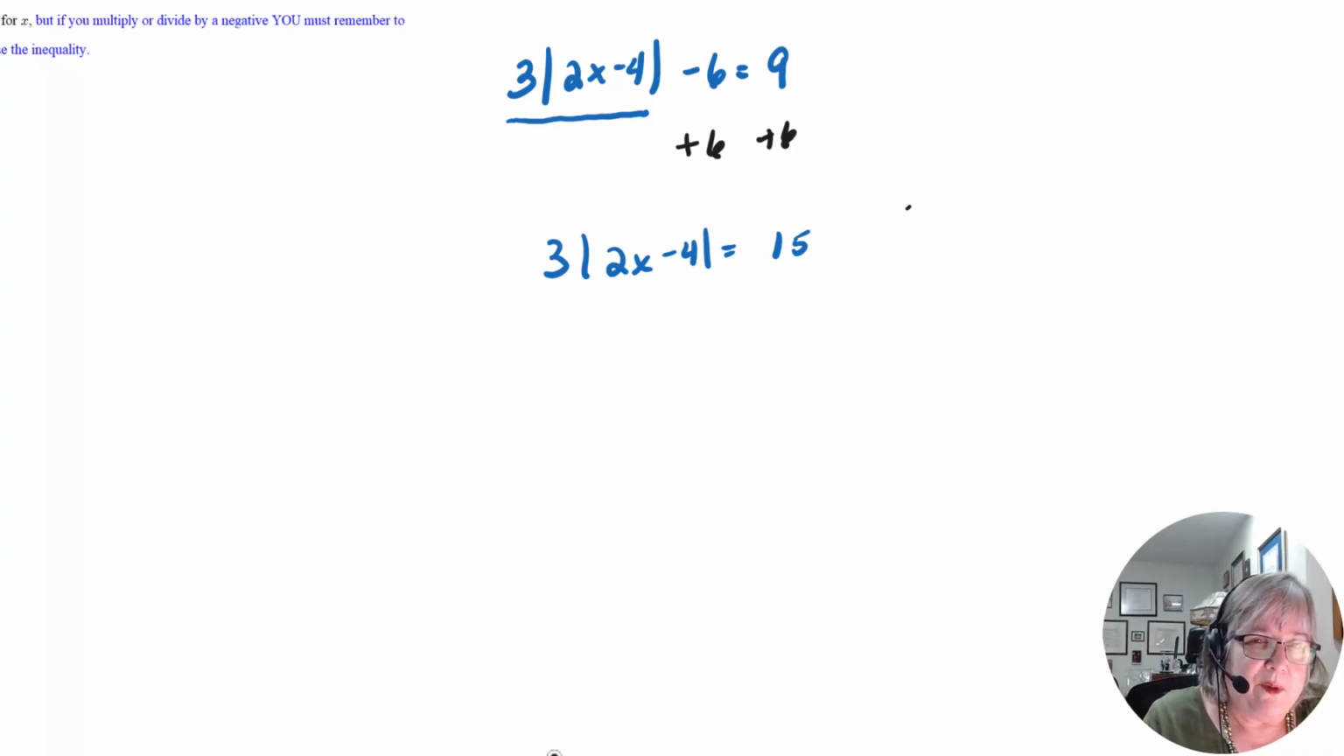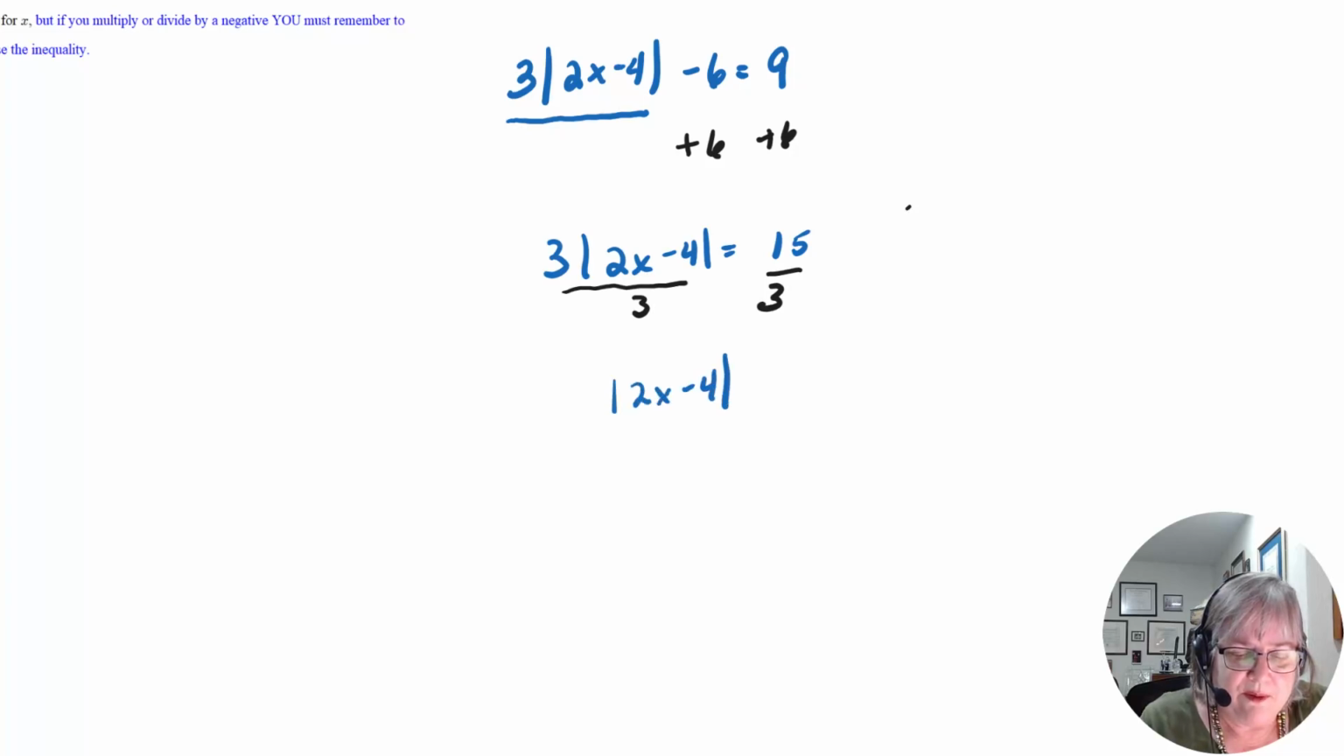So we're down here. We haven't quite isolated it. I need to get rid of the 3. The 3 is multiplying. So the opposite of to multiply is to divide. And what you do to one side, you do to the other side. So now you have 2x minus 4, because these 3's cancel. This is 5.